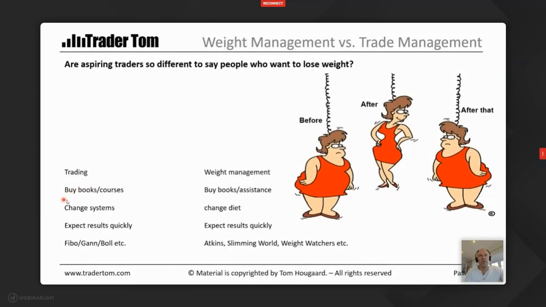So now we feel that we need to buy more books, more courses, we need to change systems, we need to engage in Gann, Bollinger Bands, Fibonacci, etc., which is akin to people swapping from the Atkins diet to Slimming World to Weight Watchers to whatever it may be.